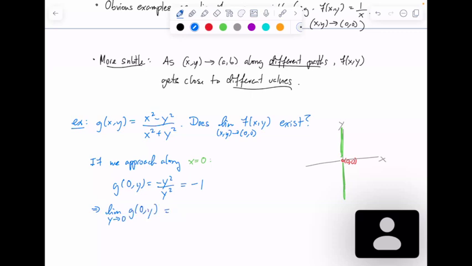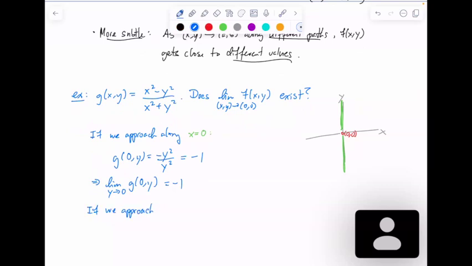What is this? Right, it's minus 1. It's a constant. So remember, if you forget this, maybe as a quick refresher, just look back at your Calc 1 notes. Limits of constants are always constant. So it's minus 1. If we approach along, let's say, y equals 0, you get a similar thing.